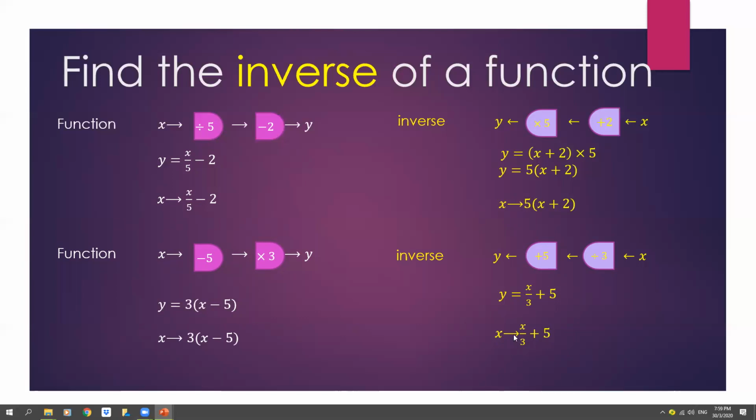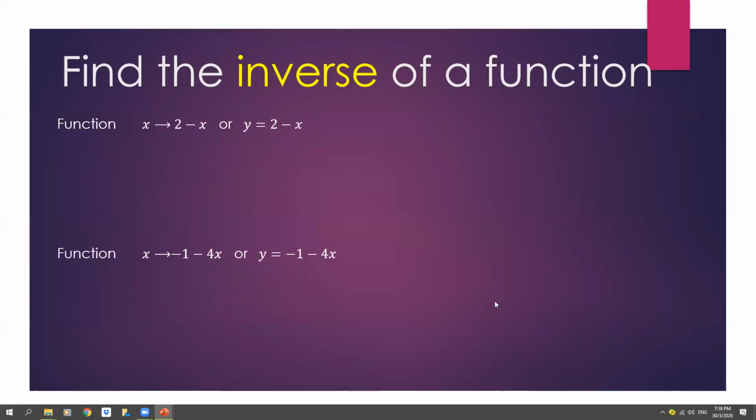All right, let's try a few more examples. These two questions will be a bit different. So this one, like the mapping, the function is 2 minus x, or y equal to 2 minus x. So if we write in mapping way, I mean a function machine way, you can actually write this process in this way.